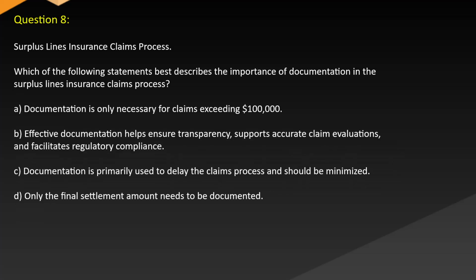Question 8. Surplus lines insurance claims process. Which of the following statements best describes the importance of documentation in the surplus lines insurance claims process? A. Documentation is only necessary for claims exceeding $100,000. B. Effective documentation helps ensure transparency, supports accurate claim evaluations, and facilitates regulatory compliance. C. Documentation is primarily used to delay the claims process and should be minimized. D. Only the final settlement amount needs to be documented.